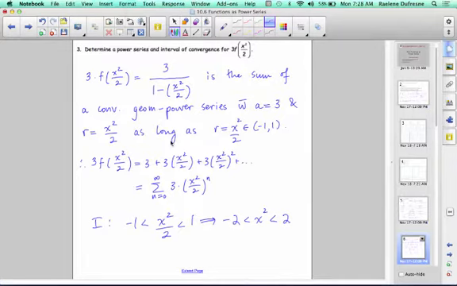And now solving graphically, we require that the graph of x squared be bounded between the horizontal lines of y equal to negative 2 and y equal to positive 2.